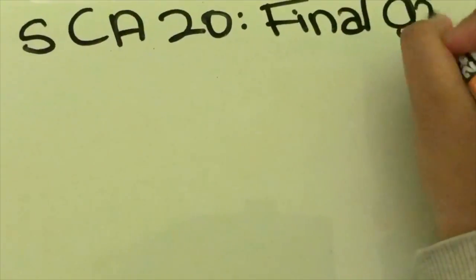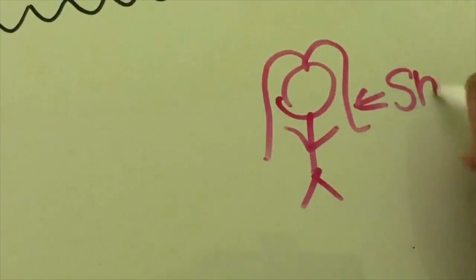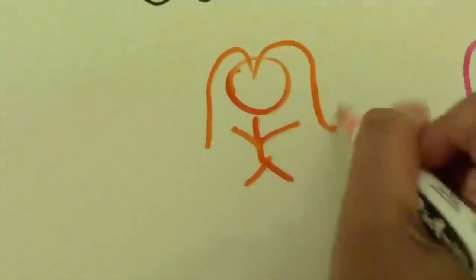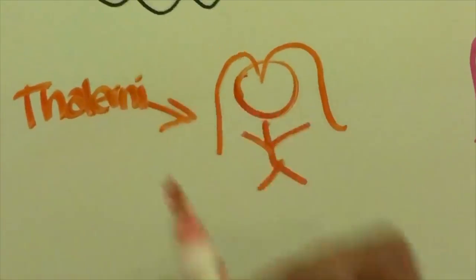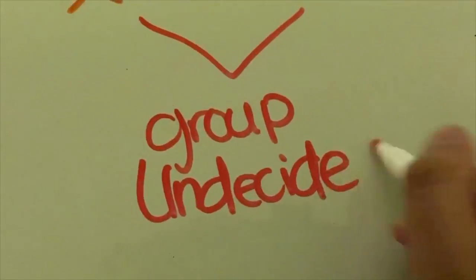This is a video about our Comsci project. This is Shanuga, and that's me, Thalerni. And we decided that our group name would be Undecided, because we took forever to actually decide a name.